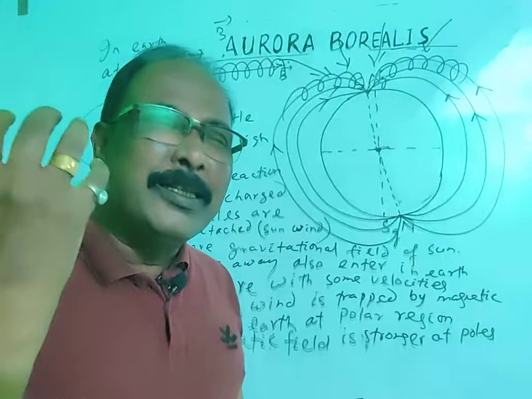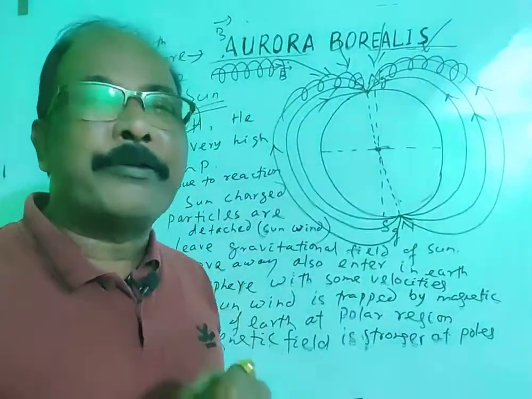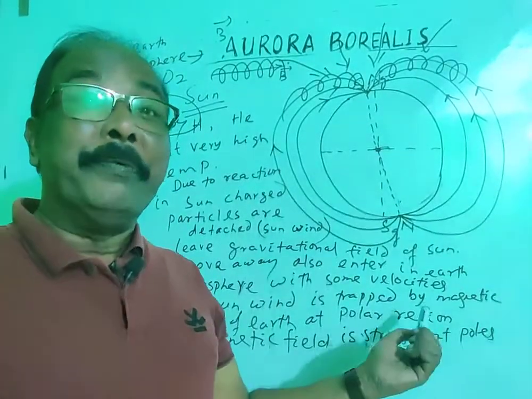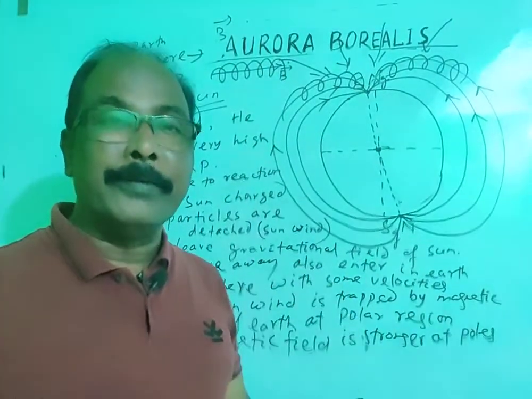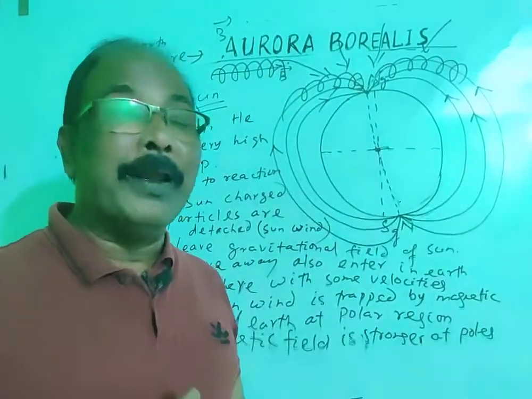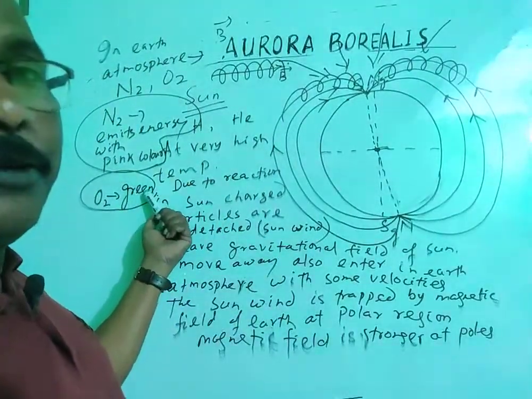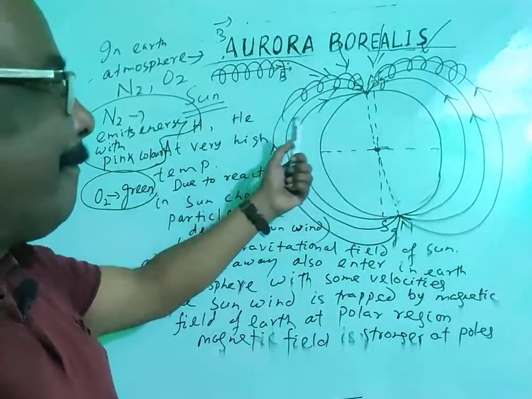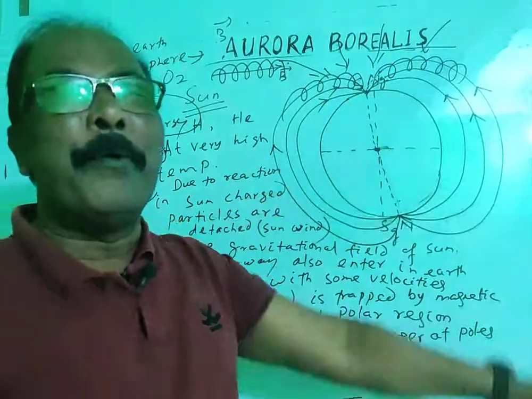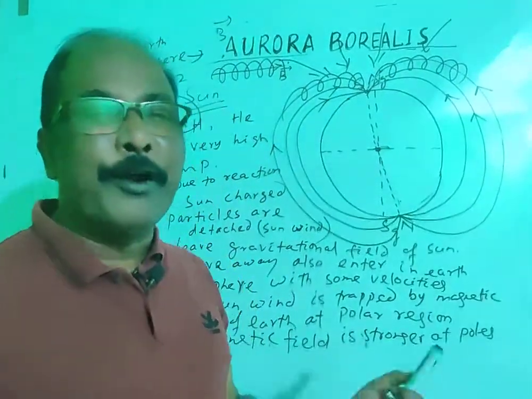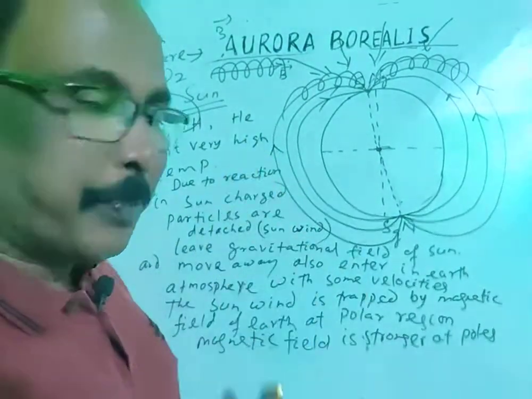And in ancient days, it was believed that the beautiful color in polar sky is due to a boon of God. But gradually science revealed the fact, and this is the cause of the colored polar sky. This is called aurora borealis. This is due to helical motion of charged particles.